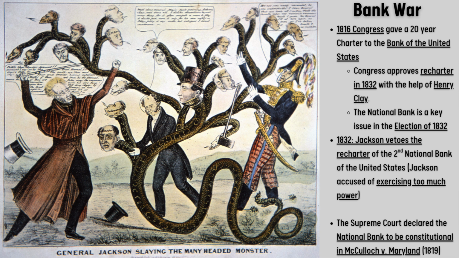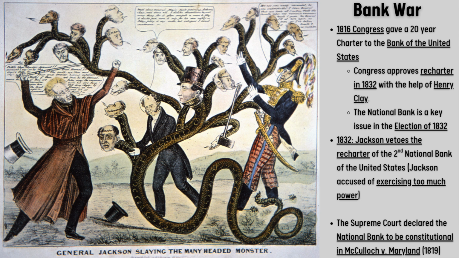The Bank War. In 1816, Congress granted a 20-year charter to the Bank of the United States. Fast forward to 1832, Congress, with the influential support of Henry Clay, approved a recharter. This move made the national bank a central issue in the election of 1832.